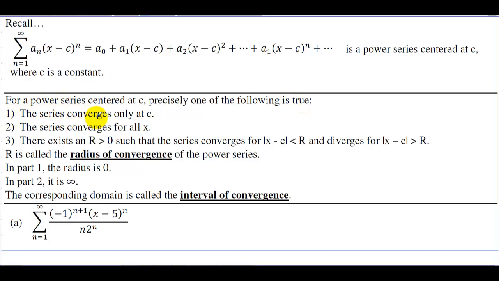1. The series converges only at c. 2. The series converges for all x. 3. There exists an R greater than 0 such that the series converges for the absolute value of x minus c less than R, and diverges for the absolute value of x minus c greater than R. R is called the radius of convergence of the power series. In part 1, the radius is 0. In part 2, it is infinity. The corresponding domain is called the interval of convergence.